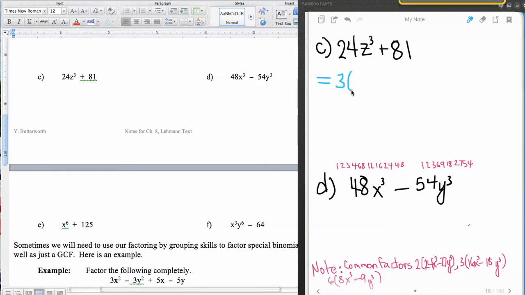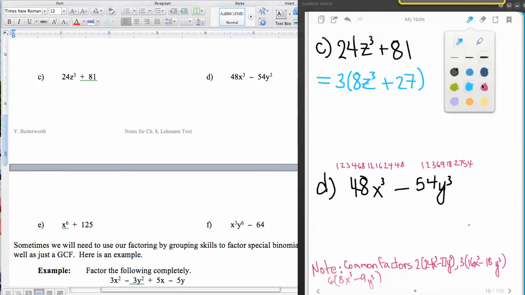So I take a 3 out, and 3 goes in there 8 times, and that's times z cubed, plus, and 3 goes into 81 27 times. And look at that, sure enough, they're now cubes. So now I have a 2z as a cube root and a 3 here as a cube root. And so you don't want to forget your GCF, right?